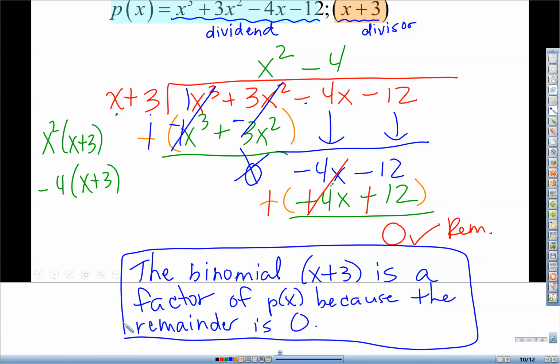Something to keep in mind: if we had gotten any other number than 0 in our remainder spot, then our conclusion would have been that x plus 3 is not a factor. Those are the two options. It either is a factor if we get a remainder of 0, or it is not a factor if we get something else.